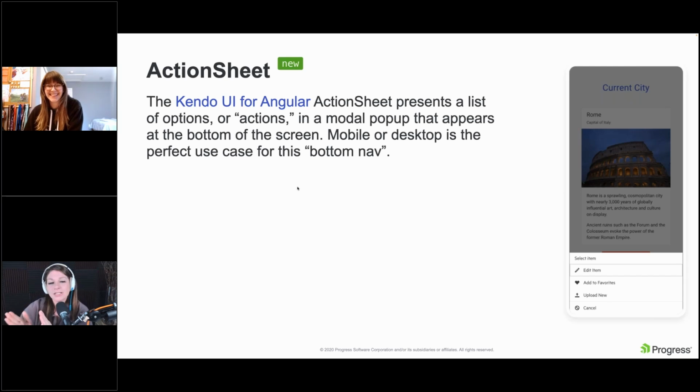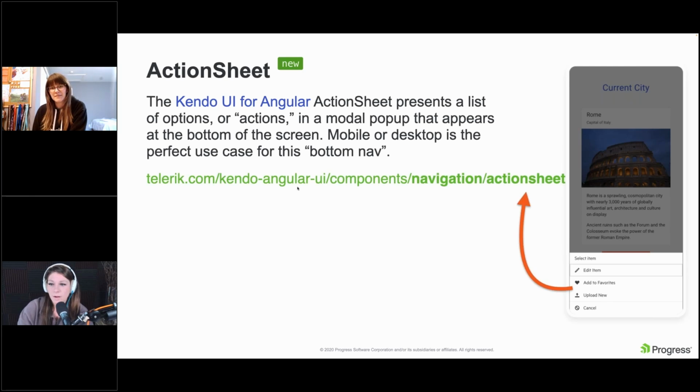But the action sheet is just this pop-up of actions that you can customize. And it's great for mobile or even desktop applications. And so you can obviously toggle it based on either the viewport size or if you have the device information. But let me go ahead and point out this is the location of the component.